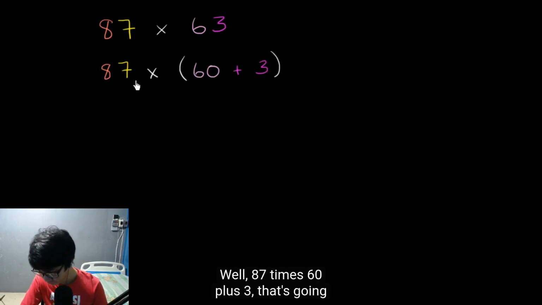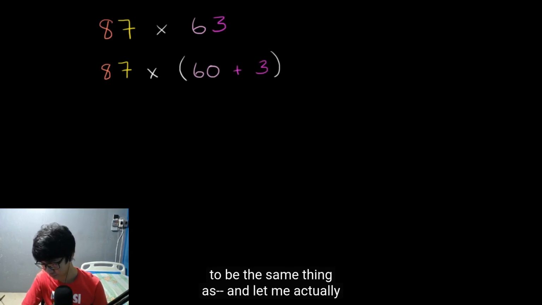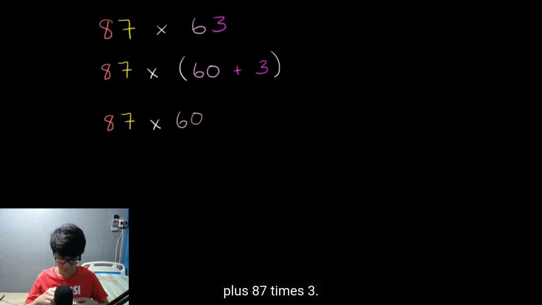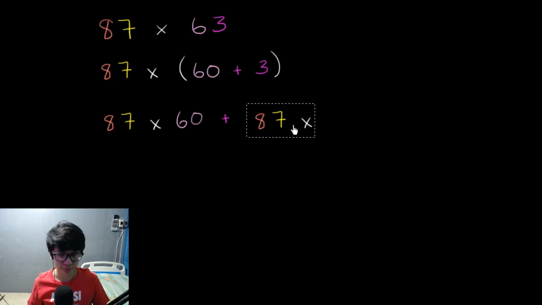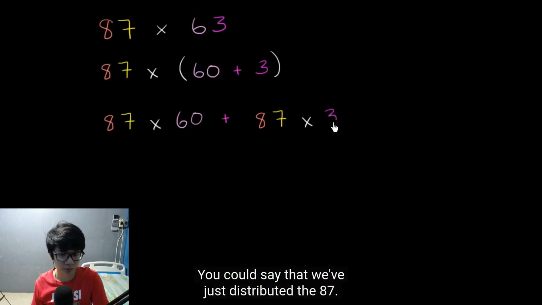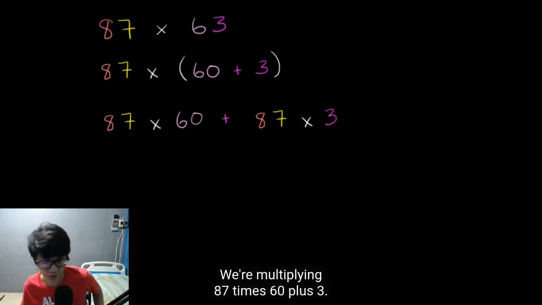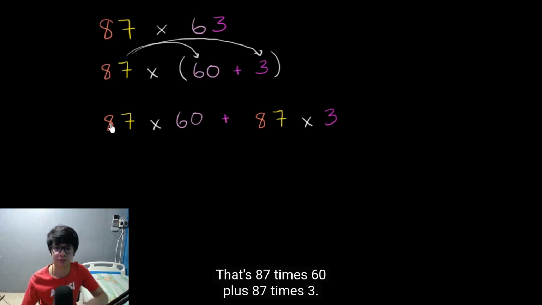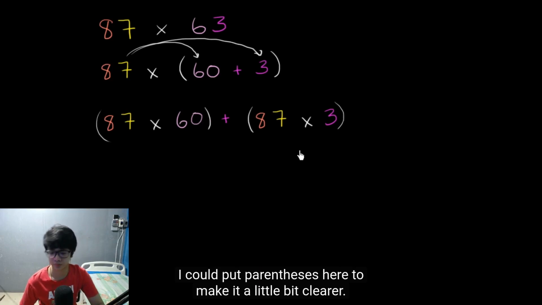Well, 87 times 60 plus 3, that's going to be the same thing as, let me actually copy and paste this. So this is going to be the same thing as 87 times 60 plus 87 times 3. You could say that we've just distributed the 87. We're multiplying 87 times 60 plus 3. That's 87 times 60 plus 87 times 3. I could put parentheses here to make it a little bit clearer.